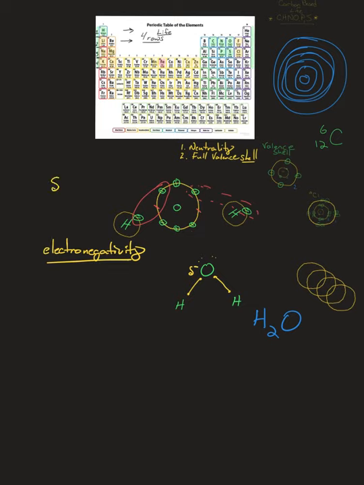Symbol delta. It's a Greek letter, and it's the lowercase of this symbol, which is also delta. So this is capital delta, which means change, but the lowercase delta in this case means partial. So it's a partial negative charge.